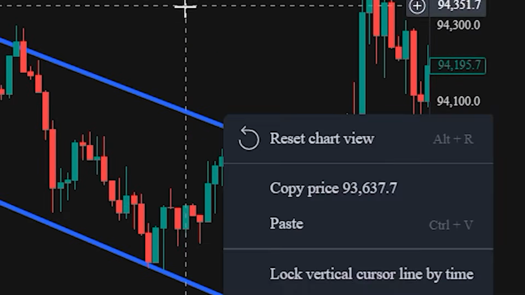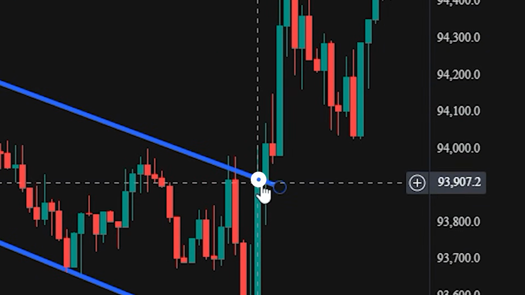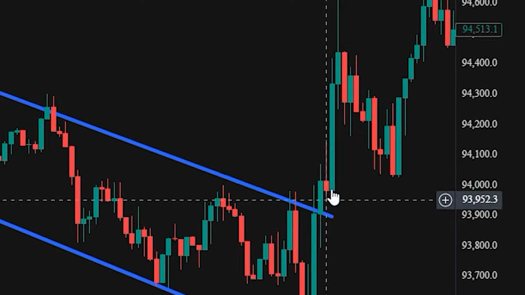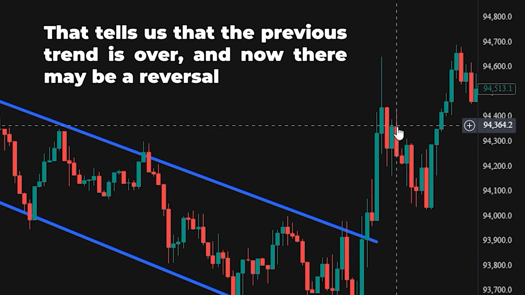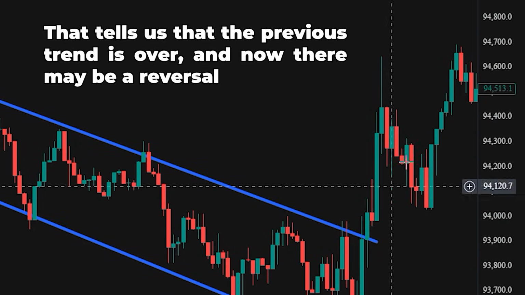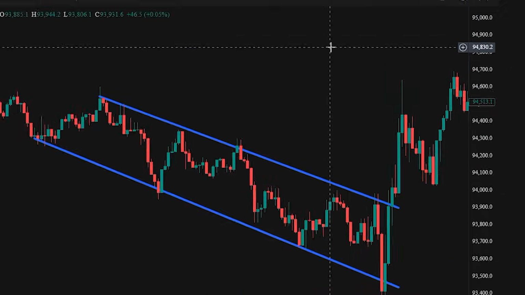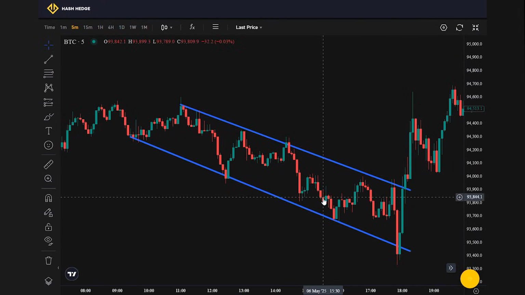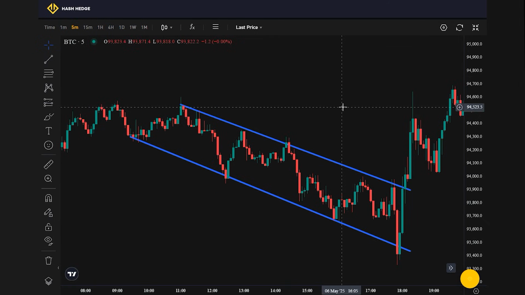But at some point, there is a breakout. The chart cannot move in your trend channel forever. We see a breakout and a clear candlestick fixation above the trend line, and that tells us that the previous trend is over, and now there may be a reversal to an uptrend. And to avoid such moments, to avoid the moment when trend lines are no longer valid and we have a new trend, we need to use these trend lines not as separate tools, but in combination with something else.